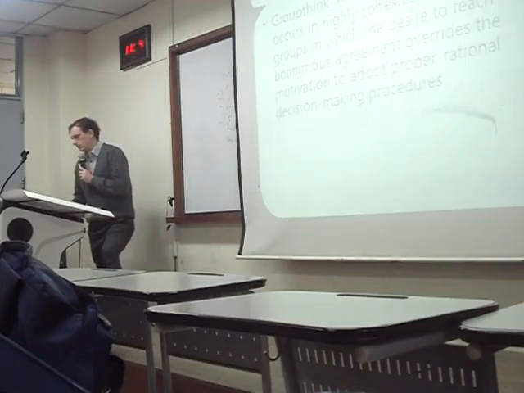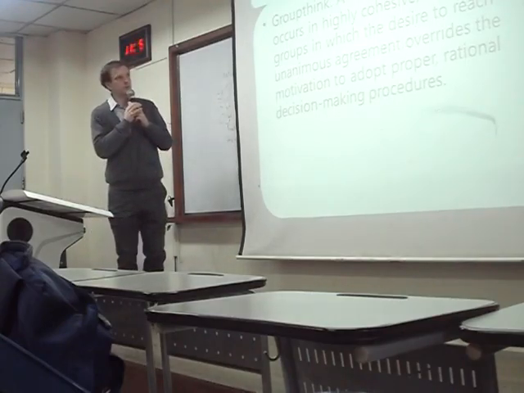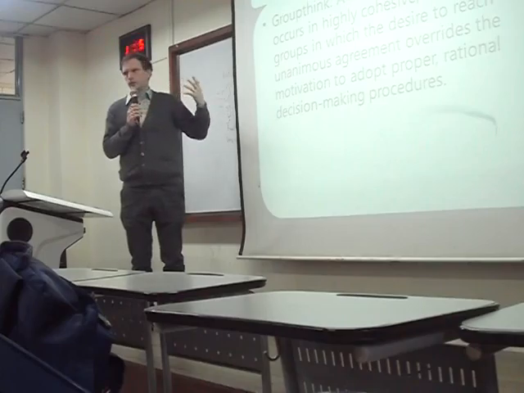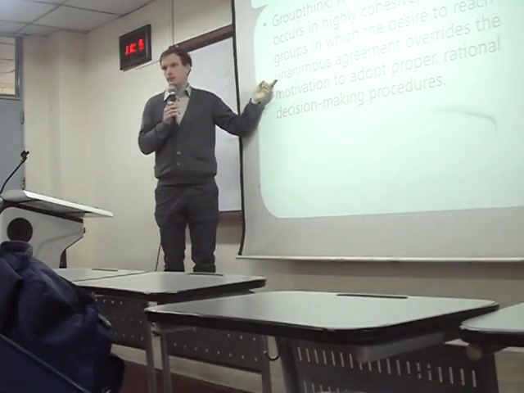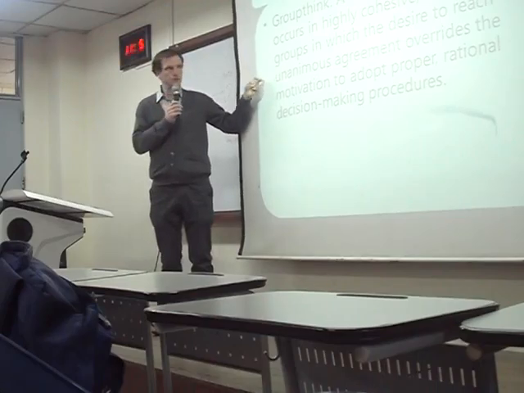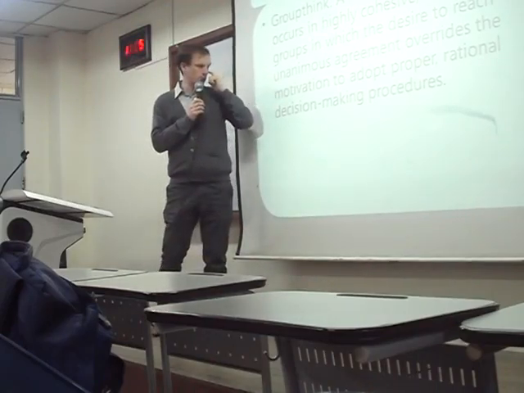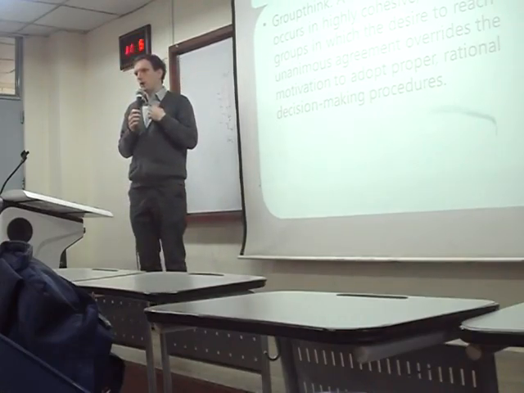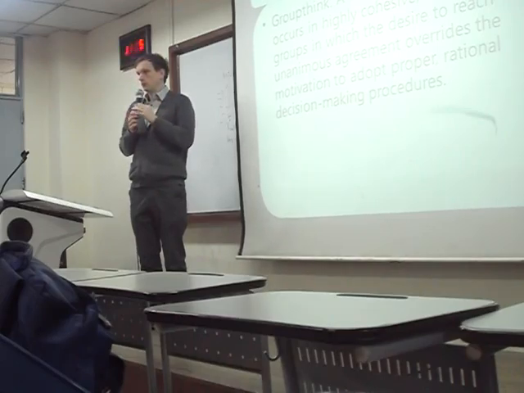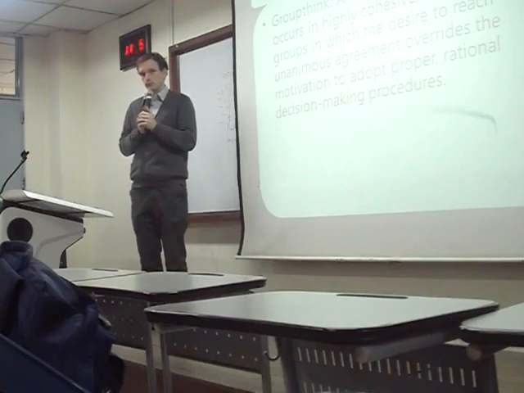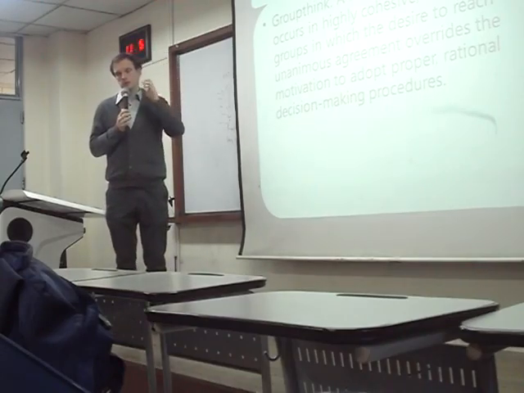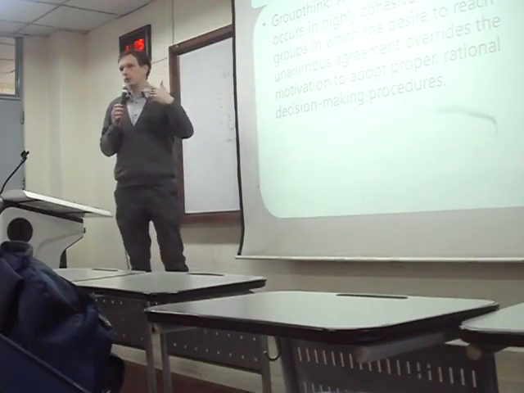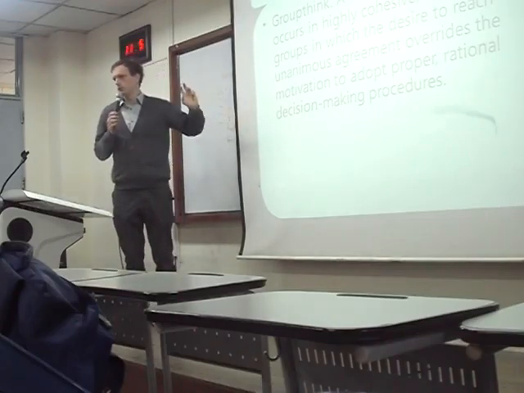There's not much confrontation. We'll explain groupthink here. Groupthink is a mode of thinking that occurs in highly cohesive, high-status groups in which the desire to reach unanimous agreement, unanimous means nobody disagrees, everybody agrees, overrides the motivation to adopt proper, rational decision-making processes. So in the financial crisis, we had all white males, 50-year-old male, right? Most of them graduated from the same universities. Okay? A similar universities. So they have the same kind of thinking. And they all wanted to be in agreement. They didn't want to make the disagreement. So this is groupthink problem.